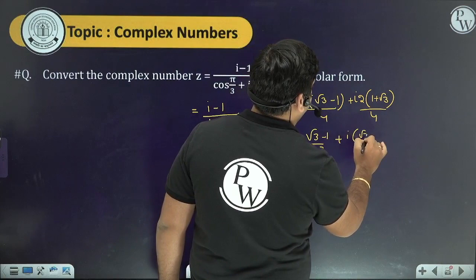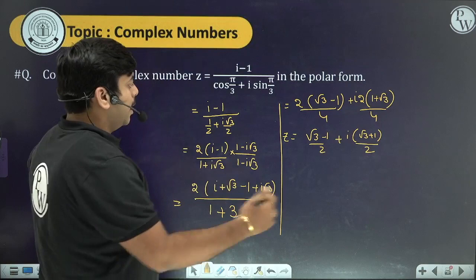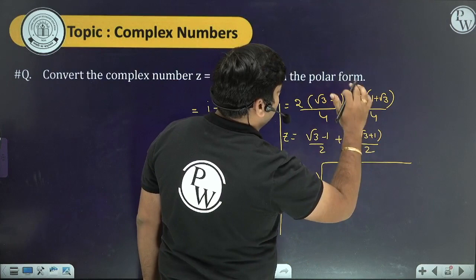That is your z. But that came to be in standard format, but still we need to convert that into polar form. So we need to find the modulus of that. We will just try to find the modulus. I'm not going to help you. Root over a square plus b square. Okay, so please do that.